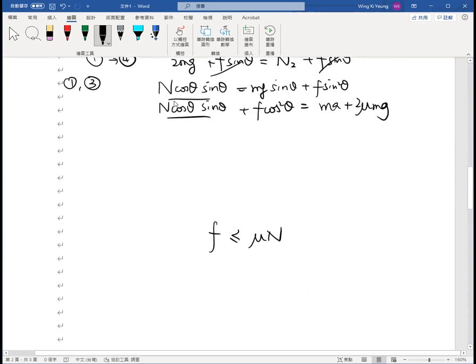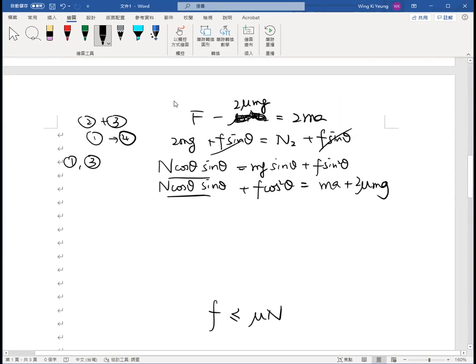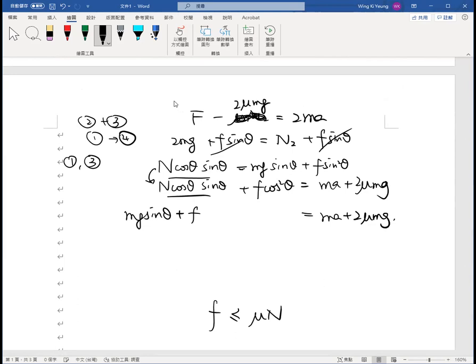And then you can substitute this one inside here. Then you get mg sine theta plus f sine square theta plus f cosine square theta equals ma plus 2 mu mg. Now, cosine square theta plus sine square theta, I think you know that it is equal to 1, so I don't write it here.